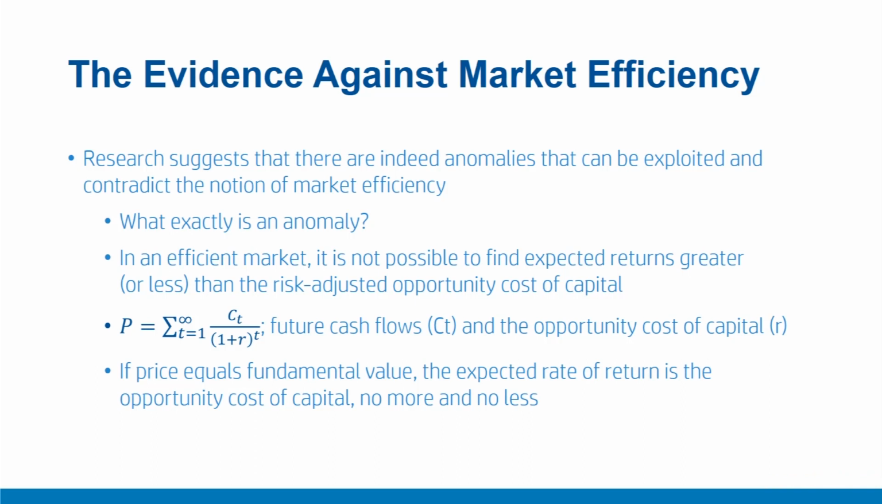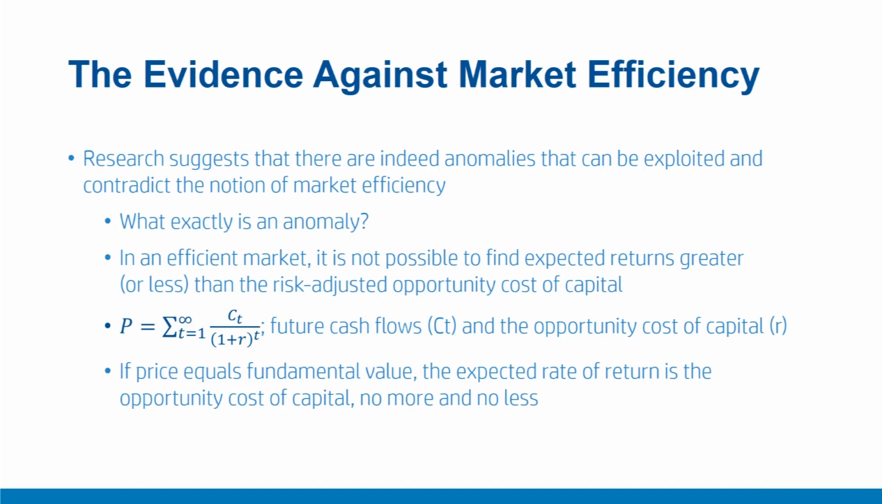So far, we have connected market efficiency to the absence of opportunities to make money. More precisely, in an efficient market, it is not possible to find expected returns greater or less than the risk-adjusted opportunity cost of capital. This implies that every security trades at its fundamental value based on future cash flows, that is C_t, and the opportunity cost of capital r. So the discounted price formula is P equals the summation of C_t over (1 plus r) raised to the power t, for t equal to 1 to infinity.